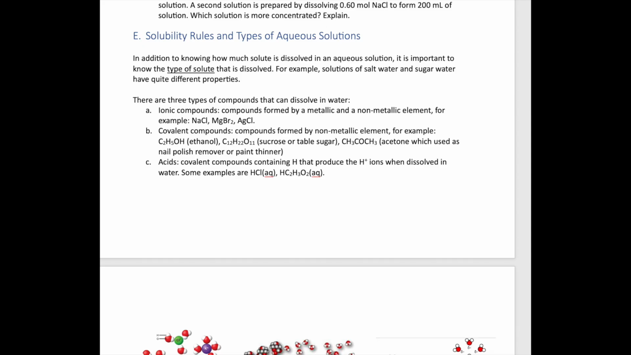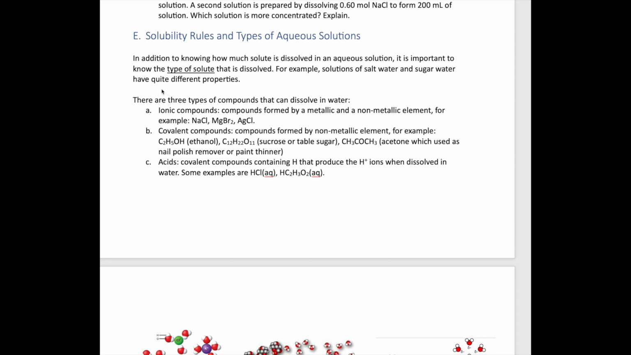In addition to the quantity of solute that's dissolved in a solution, we also need to know the type of solute that's dissolved, because the type turns out to affect the properties of the solution that we are going to have. So for example, if you have salt water versus sugar water, first off, taste-wise is very different, and it also has different types of reactions that it could undergo.